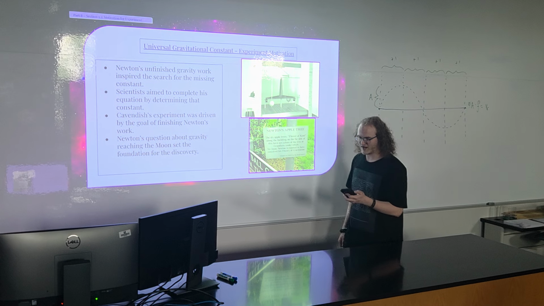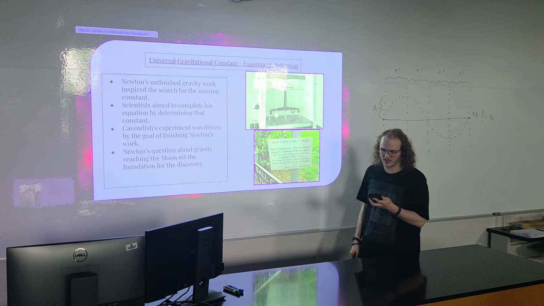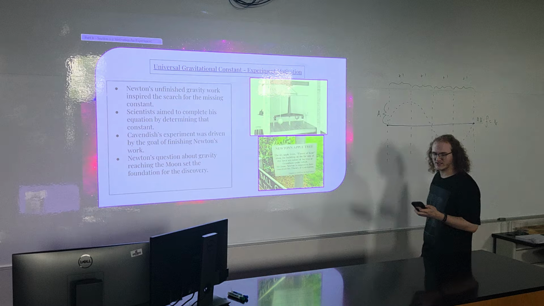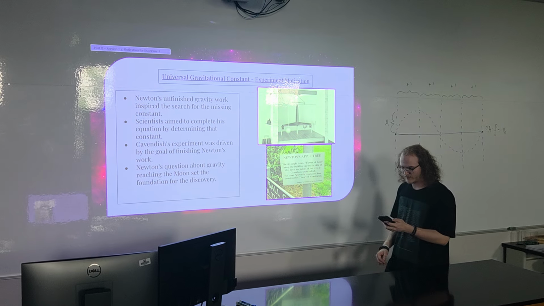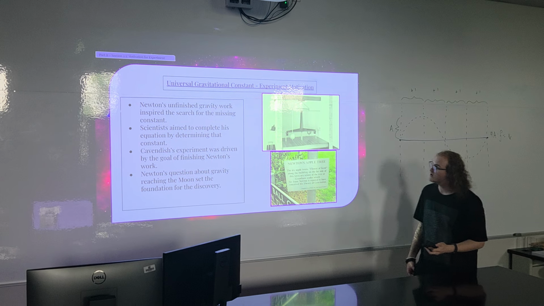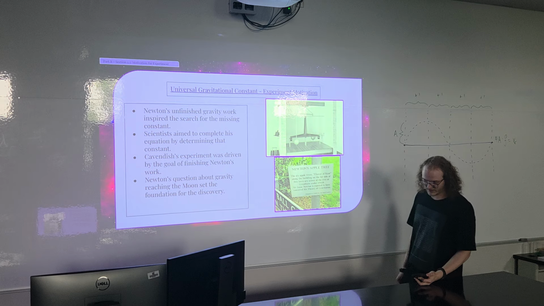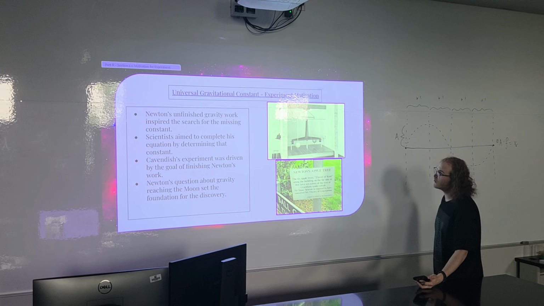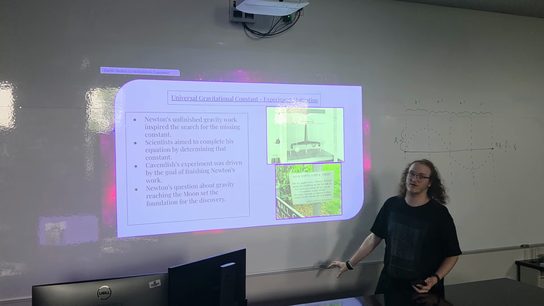The motivation for the actions that took place in discovering the universal gravitational constant started with Isaac Newton asking questions about a concept now referred to as gravity. Eventually, the experiment that found the constant itself was conducted by a man named Henry Cavendish, and it was formerly known as the weighing the Earth experiment.